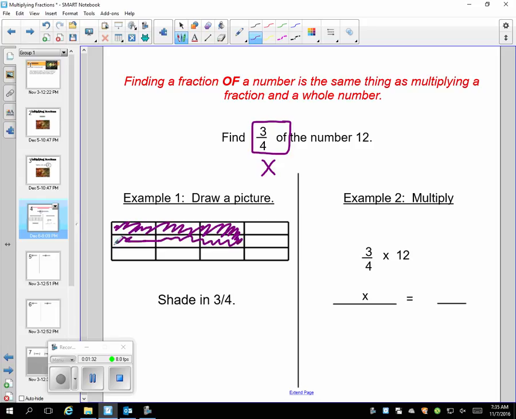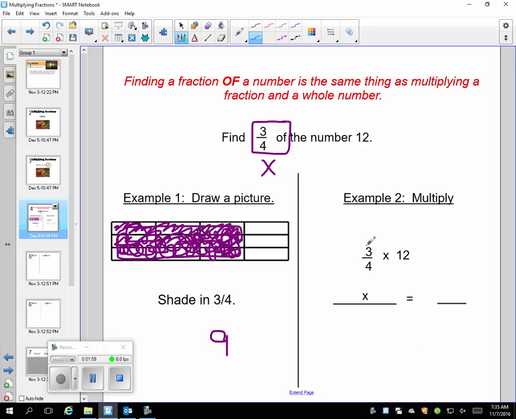I'm just going to do it quickly because I can't do anything perfect with this computer mouse. Okay. So 3/4 of 12 is going to be my shaded portion right here. And I can see that if these were 12 wholes to begin with, they're still wholes in the end. And I have 3, 6, 9 of them. So my answer to this question is 9.